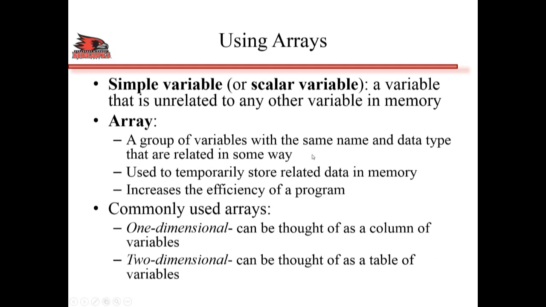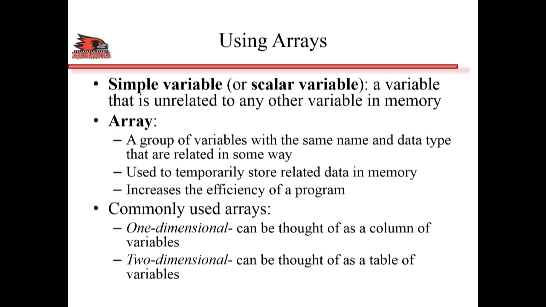So let's start off by reviewing the variable type we were using till now. Variables we defined till now before this chapter were called simple variables or scalar variables, meaning that these kinds of variables were not related to any other variable in memory. They were independent, and they were not dependent on the value of something else or some other variable in the memory. So they had no link basically.